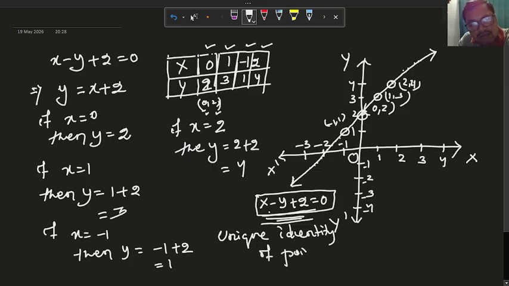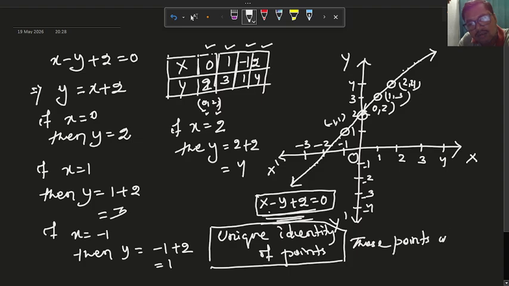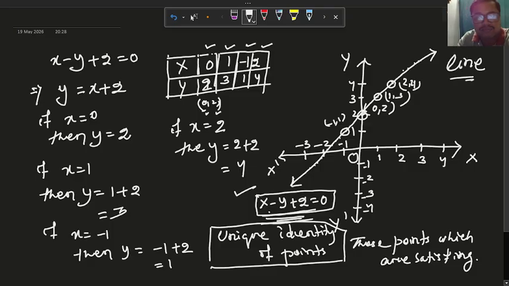of points, those points which are satisfying x minus y plus 2 equal to 0. Okay. So, the graphical representation of x minus y plus 2 equal to 0 is a line.